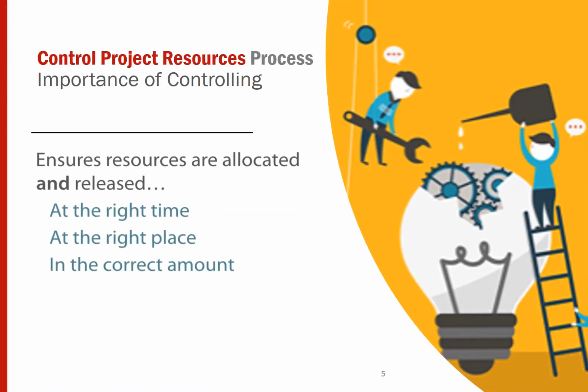And if you look at the importance of the control project resources process, it is basically to ensure resources are allocated and released at the right time, at the right place, in the right amount. That will ensure that the project is executed smoothly without any bottlenecks of the resources.